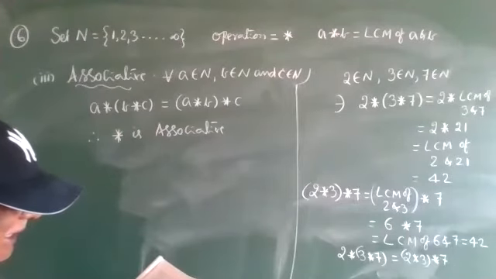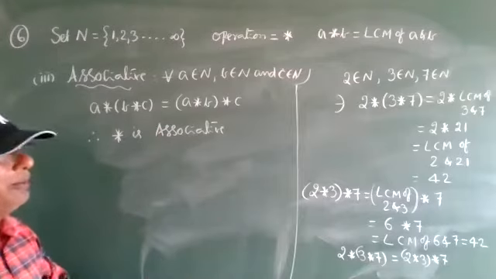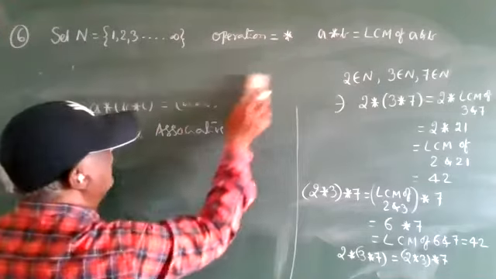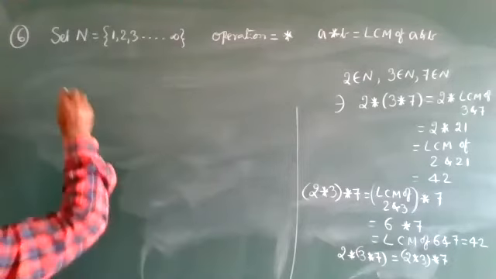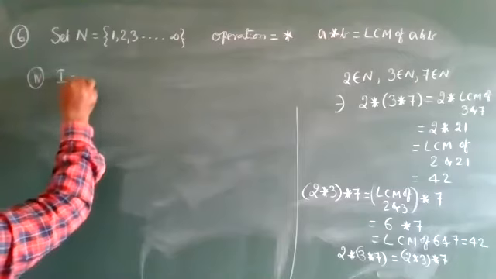Find the identity and invertible of star. Next, fourth bit. Identity, right? Fourth bit is identity. Everyone see, fourth bit is identity.